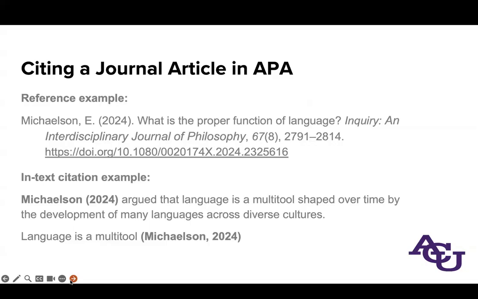More likely on an infographic, you're going to use the type of citation modeled on the bottom of the slide, which is a parenthetical citation. So for this type of citation, you name the author and the year in parentheses, separated by a comma. Michelson, comma, 2024. In a paper, you'd place this citation at the end of the sentence that contains the borrowed idea, and that may work in an infographic too, but we'll go over a couple of options for citation placement in a minute.